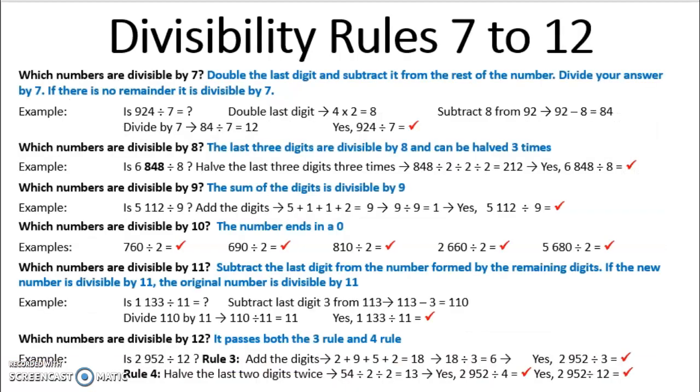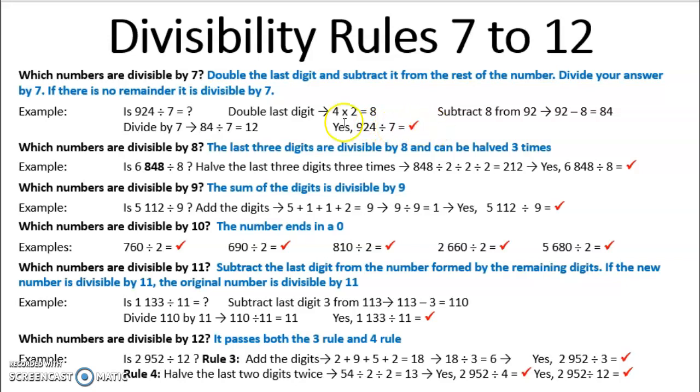Right, divisibility rules 7 to 12. Which numbers are divisible by 7? What you need to do is double the last digit and subtract it from the rest of the number. Then divide your answer by 7. If there's no remainder, it is divisible by 7. The example 924. The last digit is 4, so we double the 4 to get 8. We take 8 and we subtract it from 92 to get 84. We take 84, we divide it by 7, which is 12. No remainder, so yes, 924 is divisible by 7.